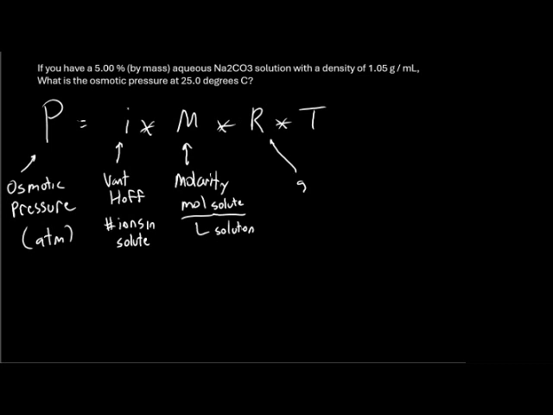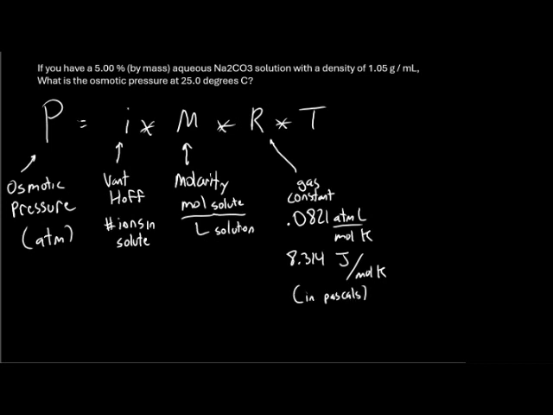The R is the gas constant. You have two options for the gas constant. The one we'll be using in this problem is 0.0821 atmosphere liters over mole Kelvin. You may have seen another version of this that goes 8.314 joules per mole Kelvin. You'll be using this if you're trying to go for pascals for your pressure. However, for this problem, we've specified atmospheres, so we'll be using 0.0821 because that has atmospheres here on the top.